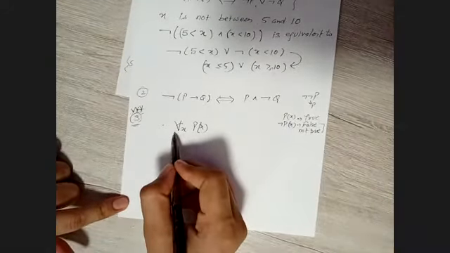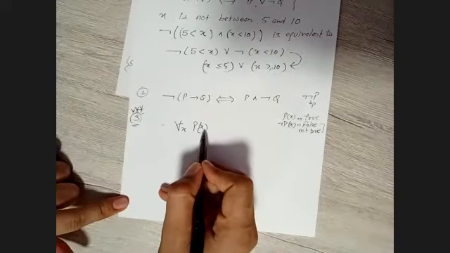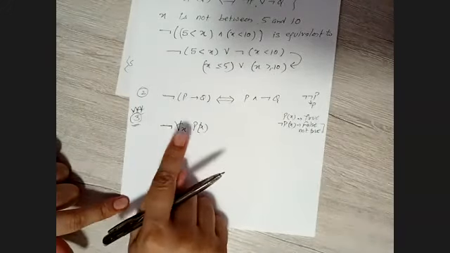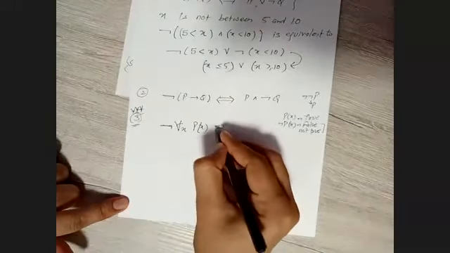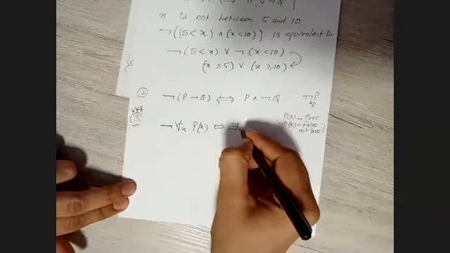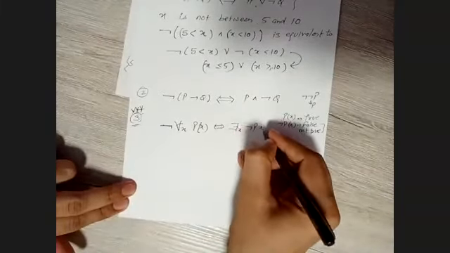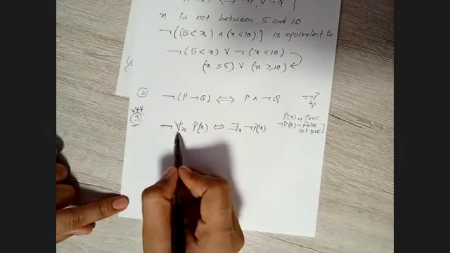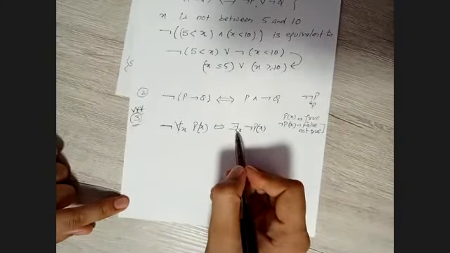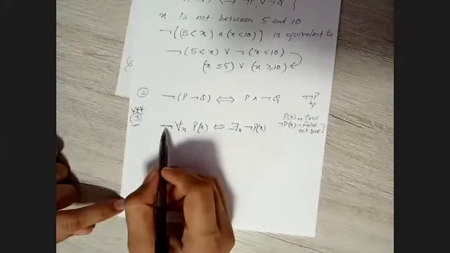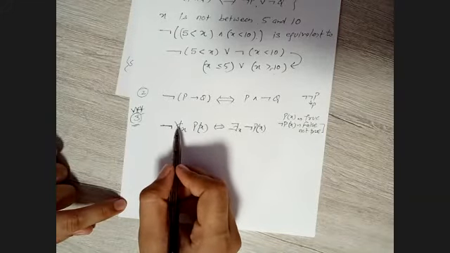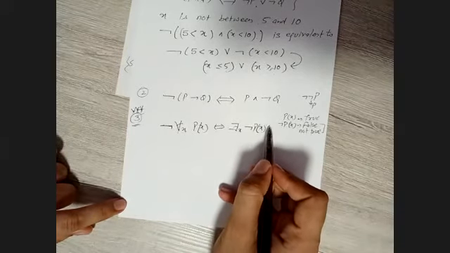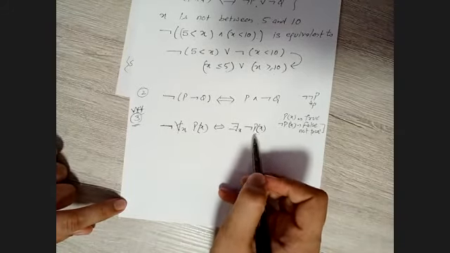Understand now, I have the scenario for all X, P of X true. If I put negation here, this term is equivalent to what? There exists X such that negation P of X. See, I have converted my universal quantifier to an existential quantifier. This is the effect of negation. When the negation penetrates over one quantifier, it transforms into a different quantifier, and it attaches to the rest of the predicate, or say your well-formed formula.